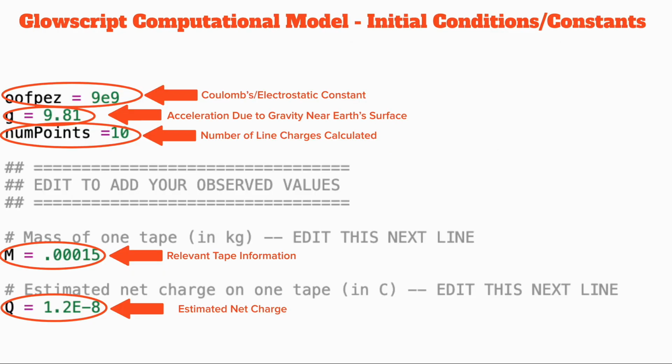Moving on to the computational model, I first identified all the initial conditions, including Coulomb's electrostatic constant, the acceleration due to gravity near Earth's surface, and all relevant tape information for experimental calculations. I also included the number of point line segments I wanted to calculate for, to act as an integral, and the estimated net charge of a piece of charged tape.